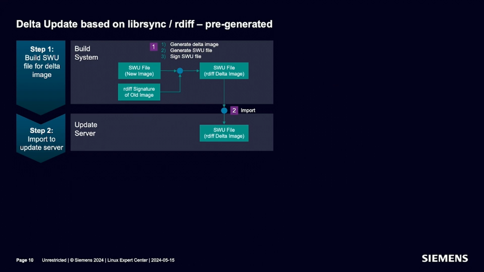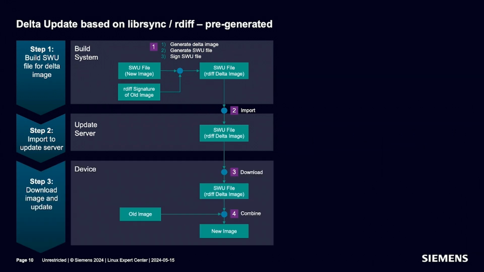In this case, we call it update server, but for details, I would refer to the talk of Christian. And once you have it there, you basically just do the standard workflow. That means SW update on the device. The service detects that there is a new update available, downloads that update, and then combines it with the old image.